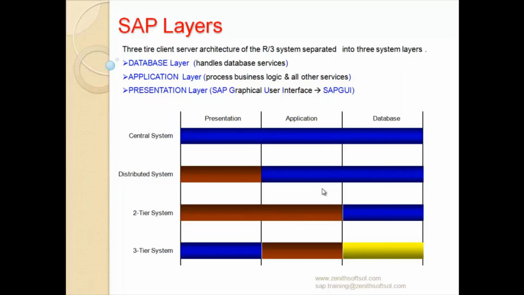Now, if presentation and application are on one system and database is on another system, then we call it a two-tier system. This also nobody is using. Lastly, three-tier systems. If presentation is on one system, application on another system and database on another system, then we call it a three-tier system. Each and every company is using this kind of architecture.